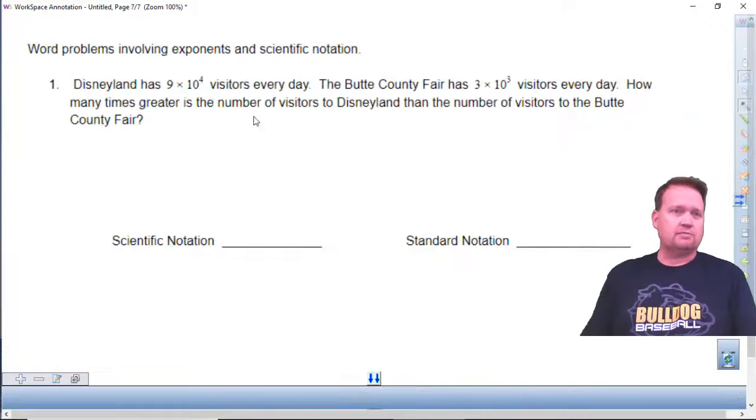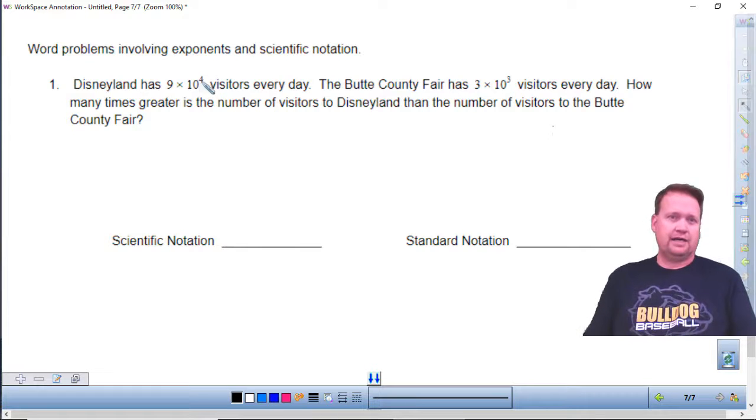The last thing we could do sometimes is represent this in a word problem. Here we have Disneyland with 9 times 10 to the 4th visitors a day. That's a lot of visitors. Not very many go to the Butte County Fair by comparison. So this is the larger number, and we're going to put that on the right-hand side of the equal sign, 9 times 10 to the 4th visitors. We want to know how many times larger Disneyland's crowd is than Butte County. Butte County is that smaller number. We'll put it over here, and we're going to try and figure out what goes in the middle.